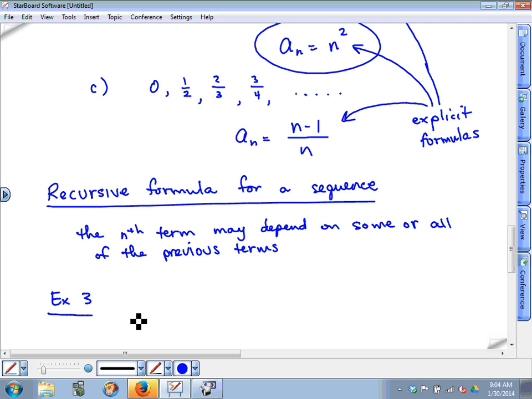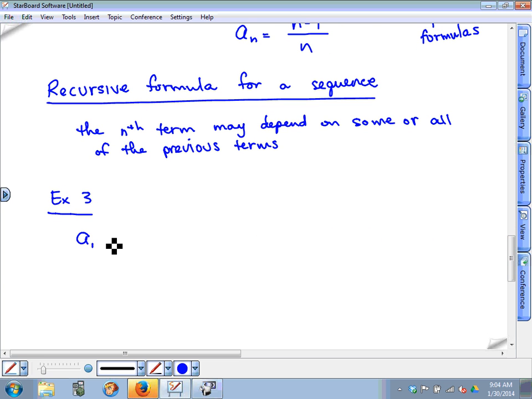Example 3. A sub 1 is equal to 2. What does this mean, by the way? A sub 1 is equal to 2. What does that 1 mean, you think? This is the first term. Okay, we know the first term. We know that the sequence starts at 2.